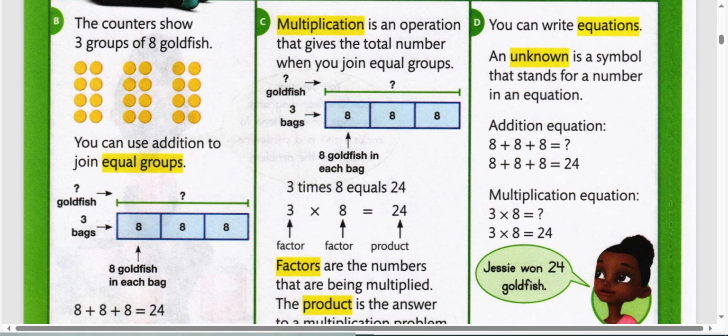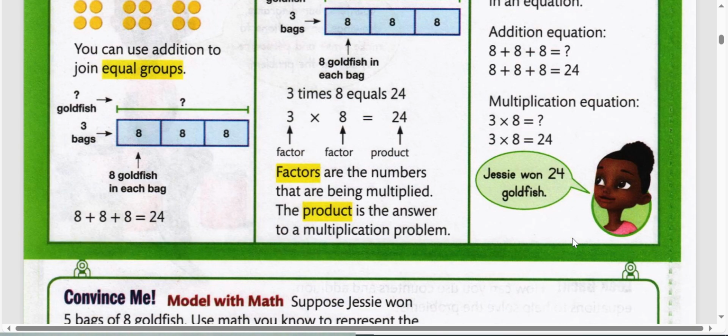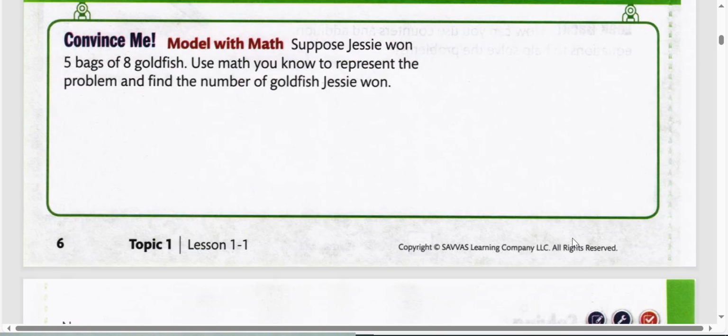Multiplication equation: 3 times 8 equals what? Then 3 times 8 equals 24. By using the table of 3, 3 times 3 equals 9, 3 times 4 equals 12, and so on, to write 3 times 8 equals 24. Next question. Model with math. Suppose Joe won 5 bags of 8 goldfish. Use math to represent the problem and find the number of goldfish.